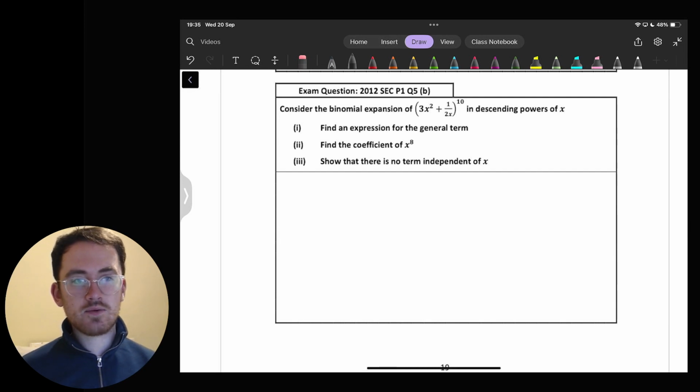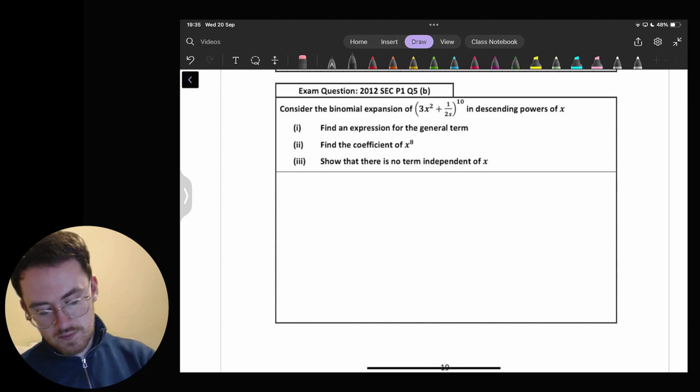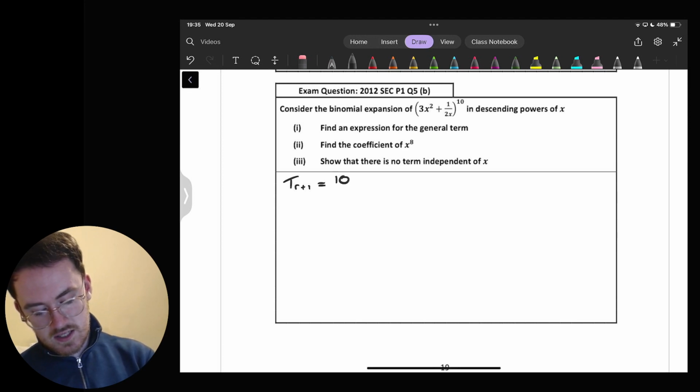So this is the exam question from 2012, the SEC question, and we're asked to find an expression for the general term. So this is what we were doing in the previous section. So that's our one with t or plus 1. In this question, it's to the power of 10.